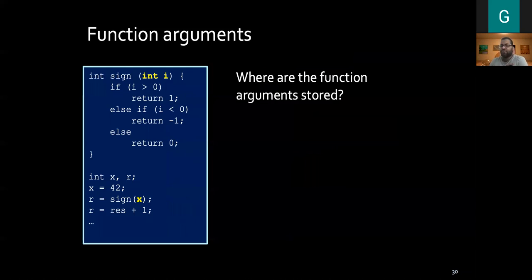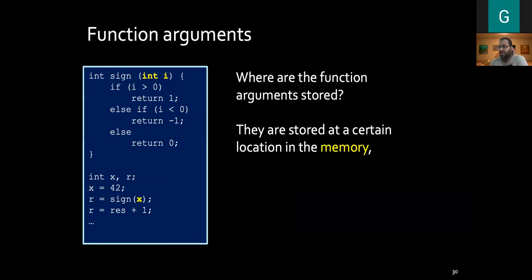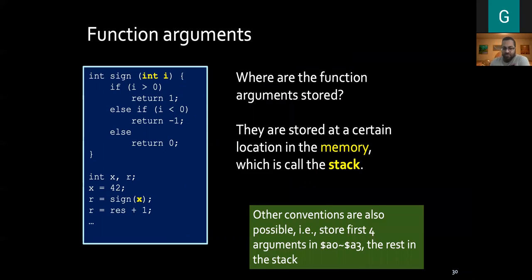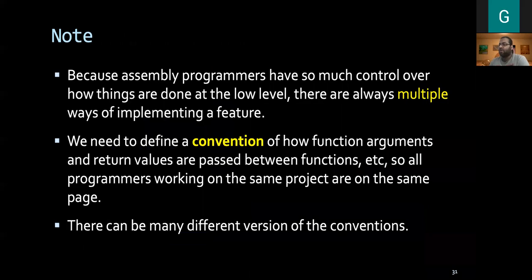So how do we handle stuff like this? The first question is, where are the function arguments actually stored? What we're going to do is store these arguments at a certain location in the memory, which is called the stack. Now, again, just remember that there are other conventions to do this. For example, you could store the first 4 arguments in the registers A0 to A3, and store the rest of them in the stack. My more general point is that there are many ways of doing this.